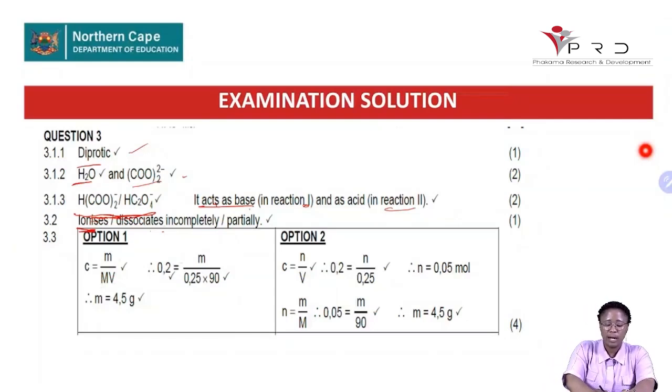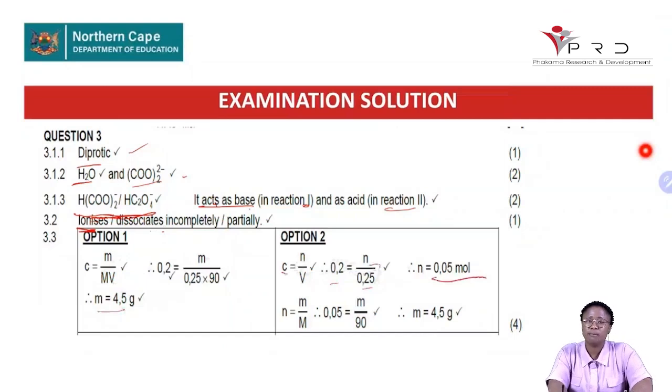So option 1 is the one that I just did with you. Option 2, you can just take the concentration and convert to number of moles, and then you should get the number of moles as 0,05 mole. Then you use the formula n is equal to m over molar mass. You substitute the number of moles, which is that 0,05 over here. Then you calculate your molar mass from your periodic table. Then you cross multiply. You should get the answer, which is the same, which is 4,5 grams.